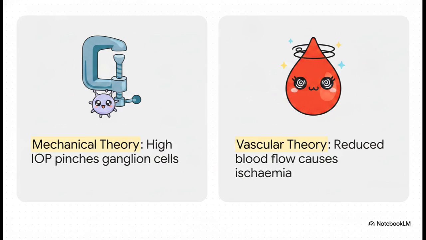But, well, that doesn't really explain normal tension glaucoma, does it? So enter Team Vascular Theory. They argue that a decrease in blood flow in the sclerolaminocribrosa damages the nerve through ischemia. So, what's the truth? True glaucomatous damage is almost certainly a combination of both mechanical and vascular factors working together.